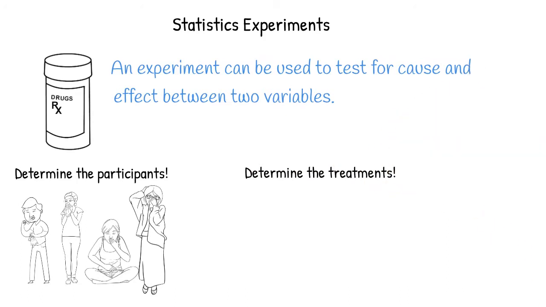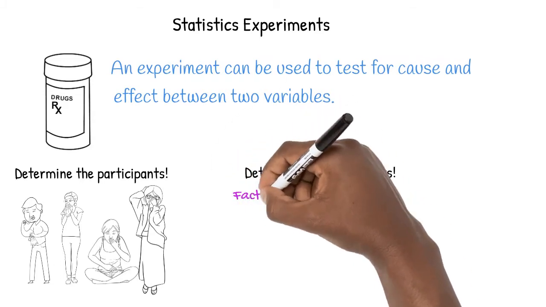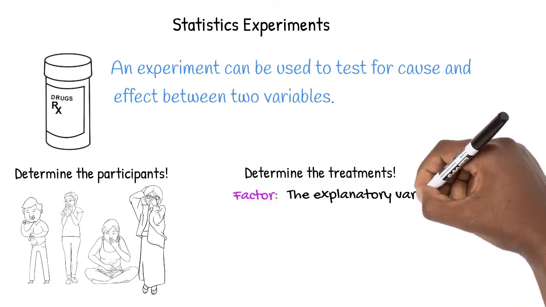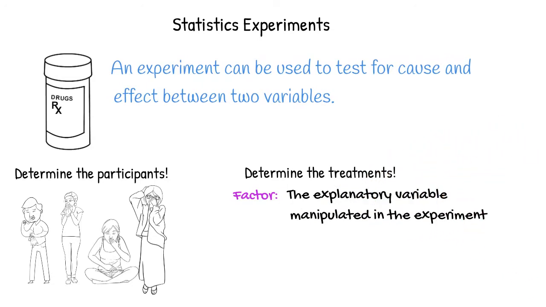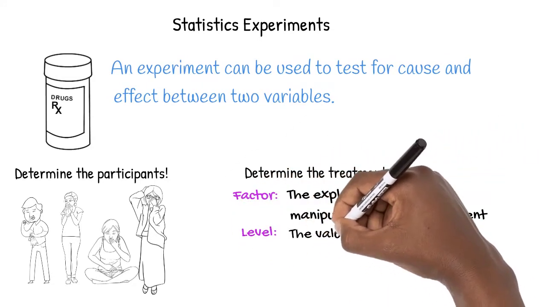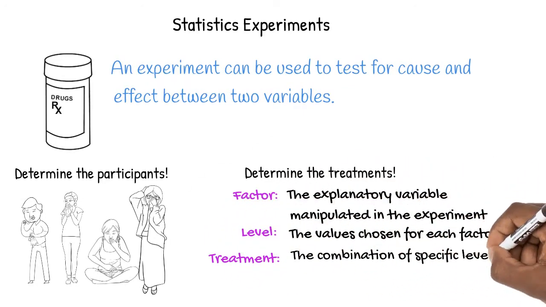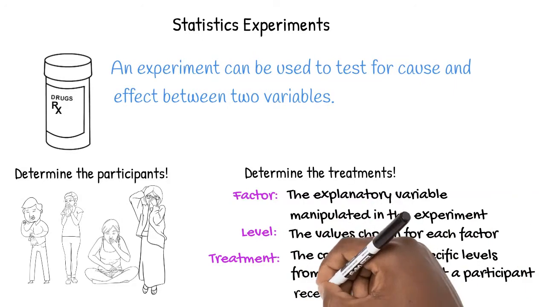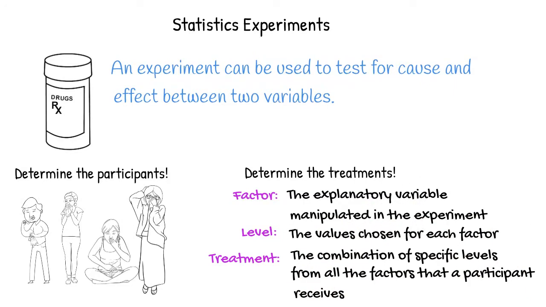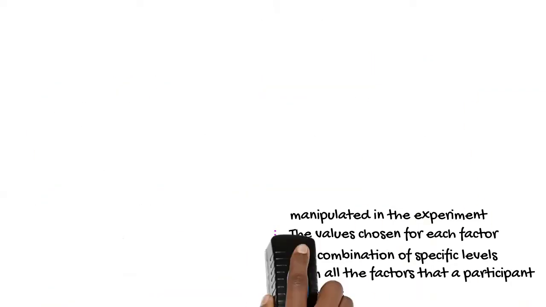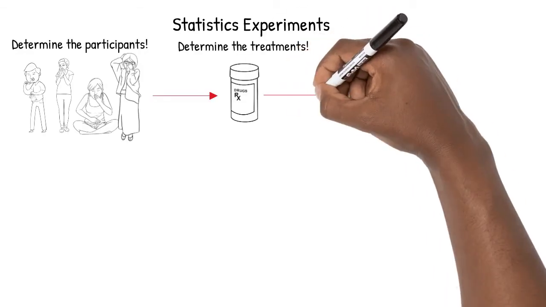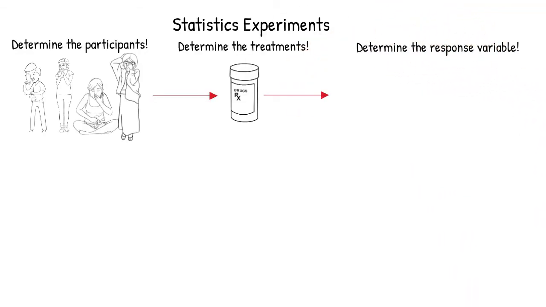To understand what a treatment is, we first need to understand the terms factor and level. A factor is an explanatory variable manipulated in an experiment, and the values chosen for each factor is its level. The combination of all the factors that a participant receives is his or her treatment. In our experiment, the factor is the use of medication, and the amount of medication that a participant receives is the level.